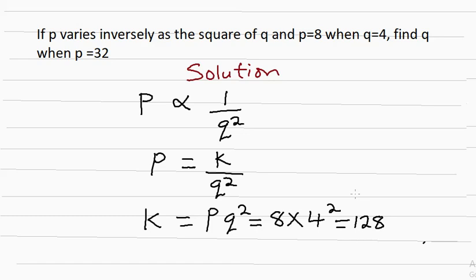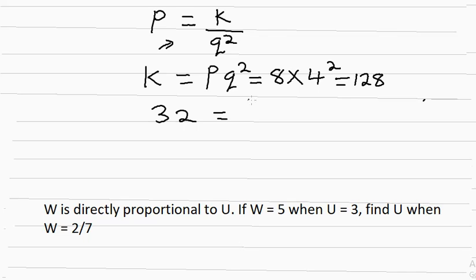So what are we looking for? We are being asked to find q when p is equal to 32. So we use this expression right here to do that. We'll put the value. Since we are looking for q, we are told that p is 32. So that's going to be 32 is equal to k, 128 all over q square.